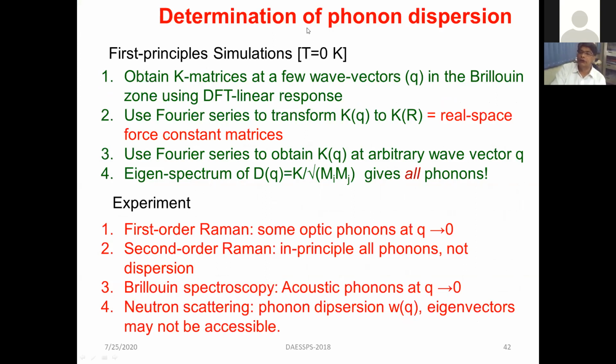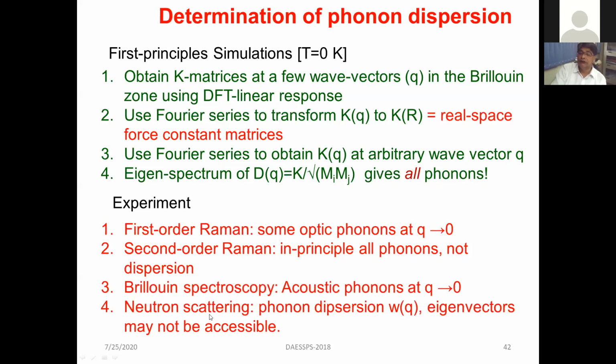This is the methodology of how the phonons are calculated, right? In the first-principles calculation, we obtain the K matrix at a few wave vectors in the Brillouin zone. Then we use the Fourier series to transform K(q) to K(R), that is the real-space force constant matrix. Then by obtaining K(q) at an arbitrary wave vector q, the eigen spectrum, that is the eigen matrix D(q), which is given by this, is solved, and the phonon modes at every k are calculated.